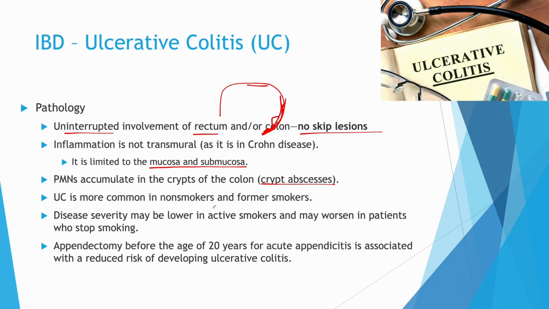It's more common in non-smokers and former smokers, which is kind of strange. The severity may be lower in active smokers and worsens when patients stop smoking. I don't know why this is. It'd be interesting to look it up. If you know the answer, please reach out to me because I'm curious about that. An appendectomy before the age of 20 years is associated with a reduced risk of developing ulcerative colitis. Who knows why that's the case too.